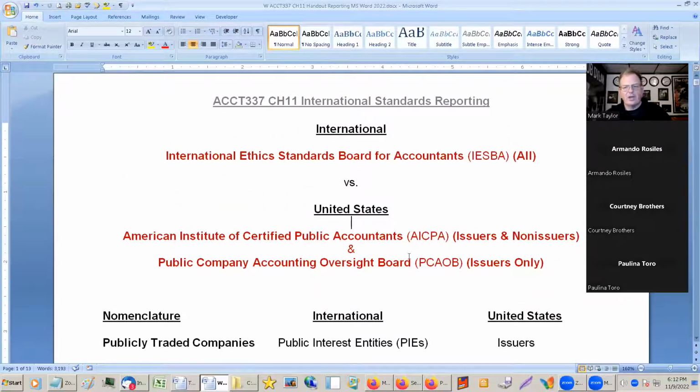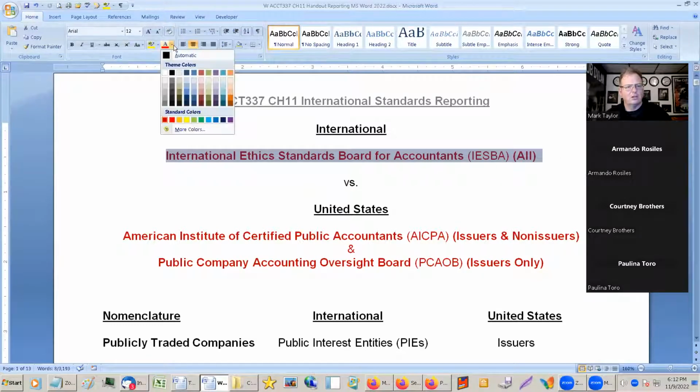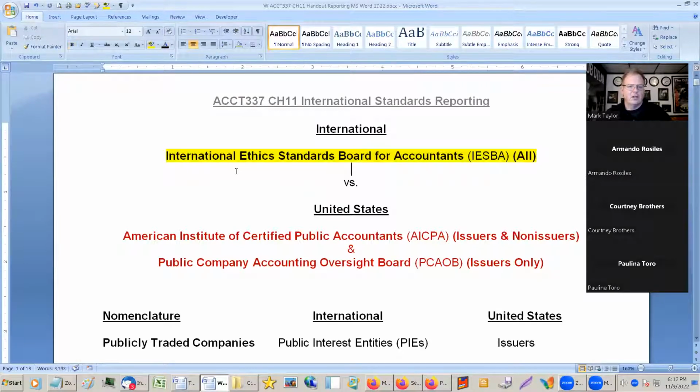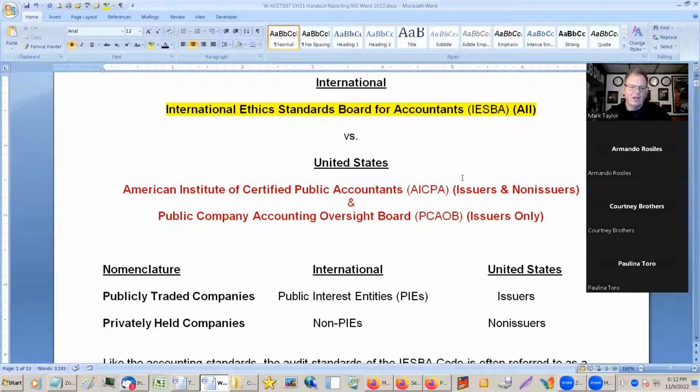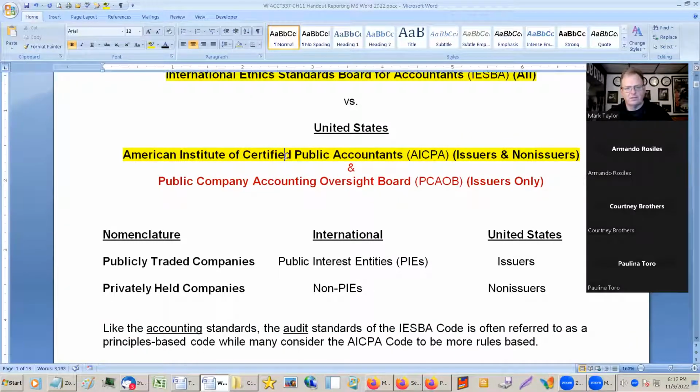Okay, so here's kind of the two groups that we're comparing. The International Ethics Standards Board for Accountants. So we're going to look at the independence issues first. And in the US, we have two different groups. We have the American Institute of Certified Public Accountants, AICPA, but we also have the PCAOB. This is a government agency.